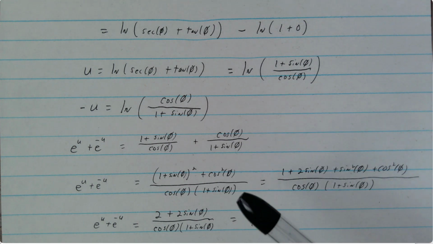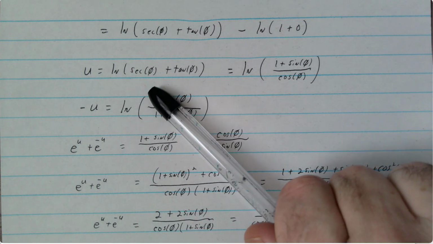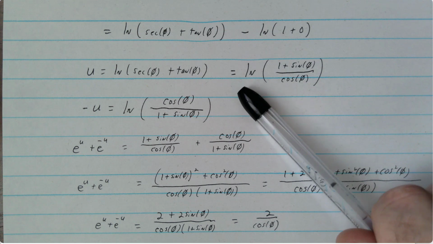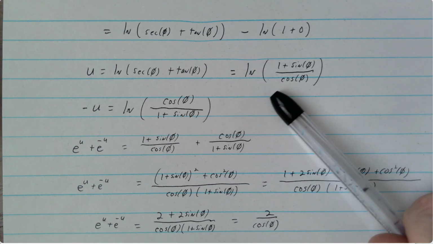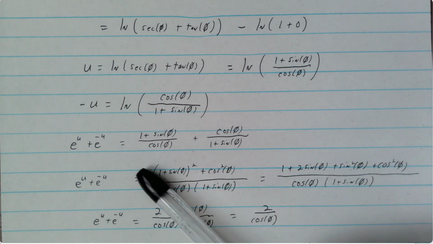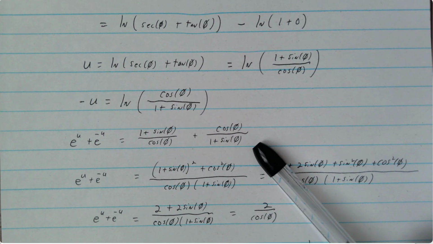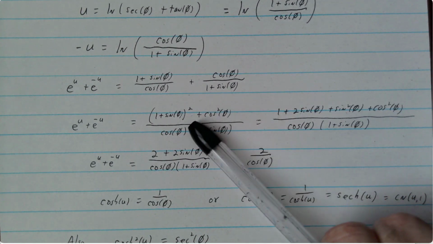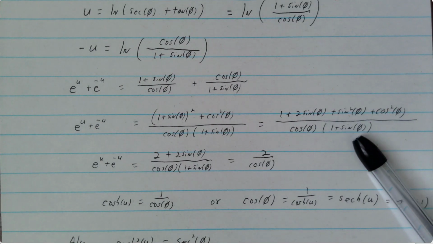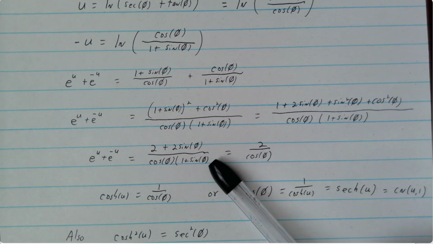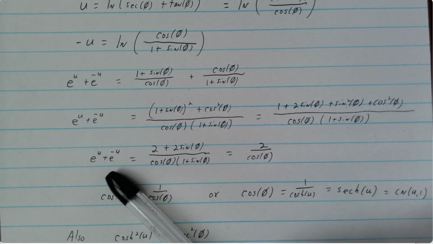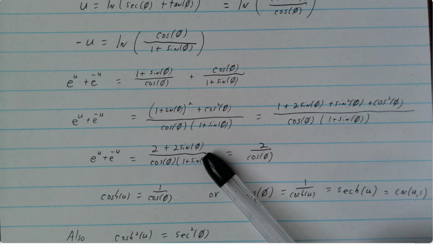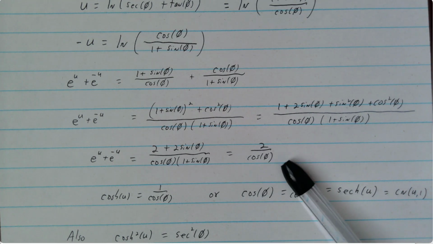But because I knew the answer, I kind of knew the direction to go. So if u is this, then for negative u, I just take the reciprocal, and notice if you add the two together, it gets this. And then if you get your common denominator, things simplify to this. So e to the u plus e to the negative u is this, but then if you factor out a 2, it ends up just being this.